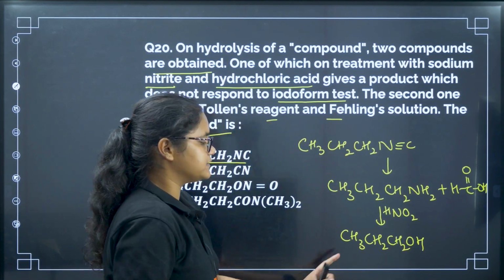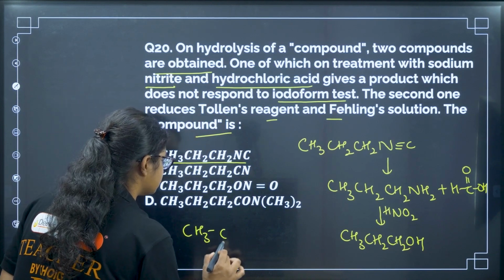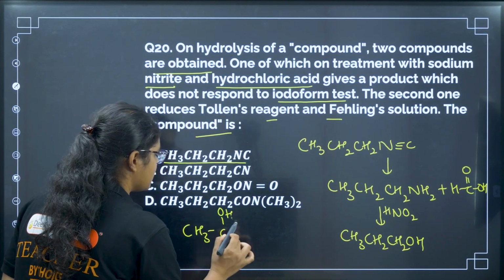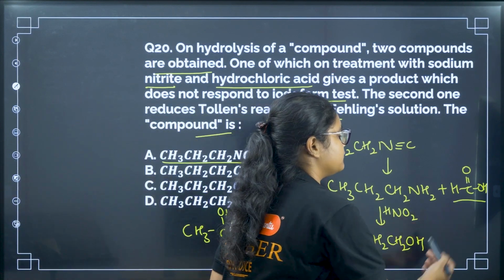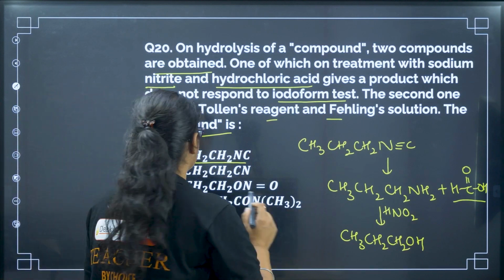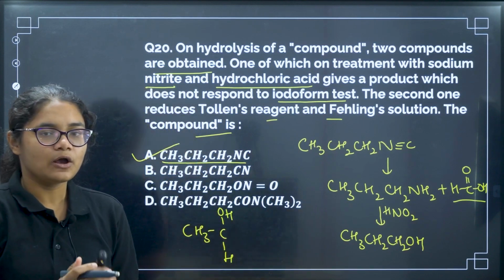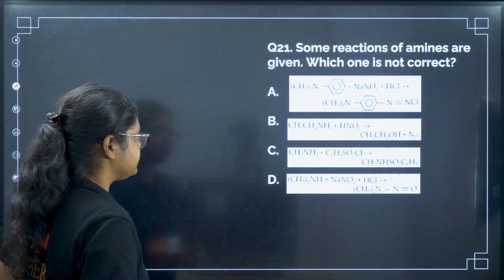So this one doesn't react with the iodoform test, because for the iodoform test we need the CH3CH(OH) group to be present. That is not present here, so this one will not show the iodoform test. And formic acid, you know, can react with both Tollens reagent and Fehling's reagent. So that is why the correct answer for this question will be option A. Okay, now let us see the next question.